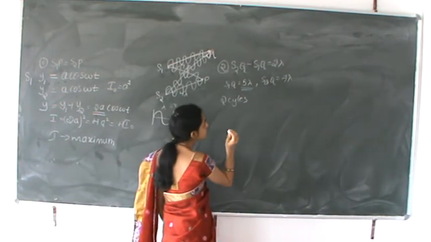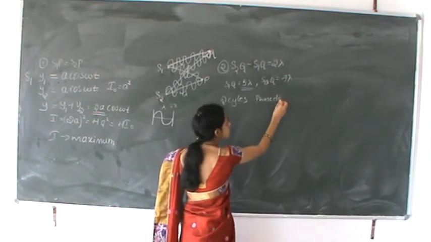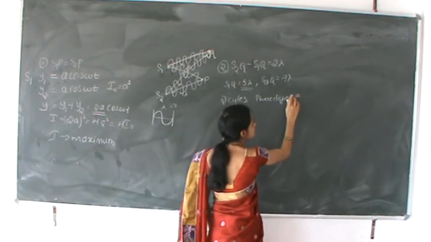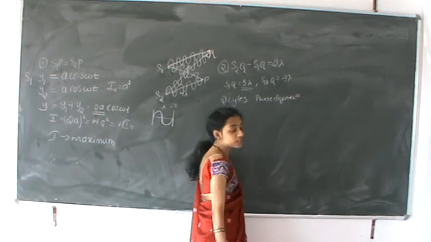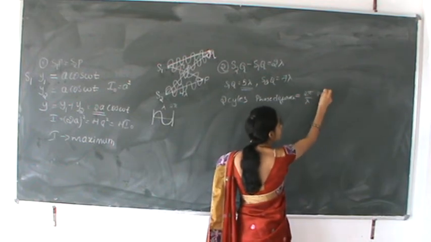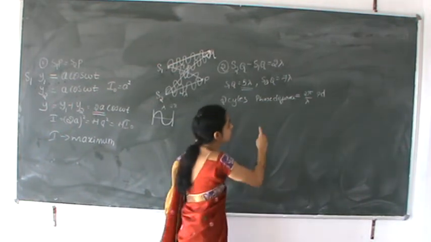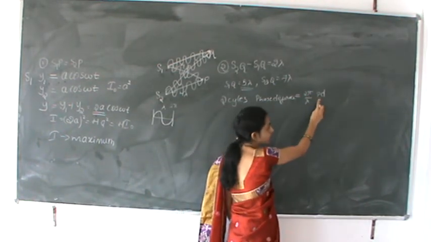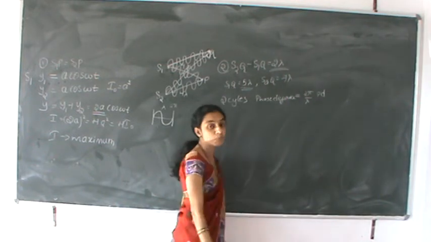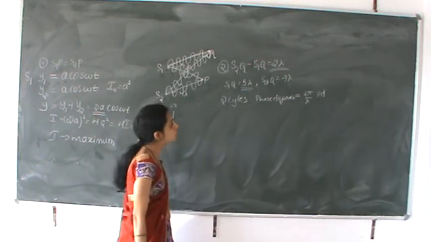You know that phase difference is equal to 2 pi by lambda into path difference. You have already studied this relation in your first few classes. In this case, the path difference is 2 lambda.